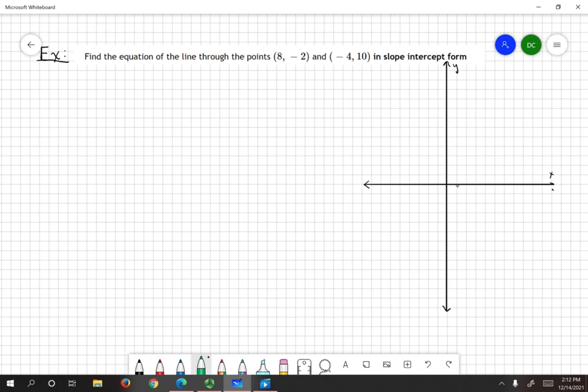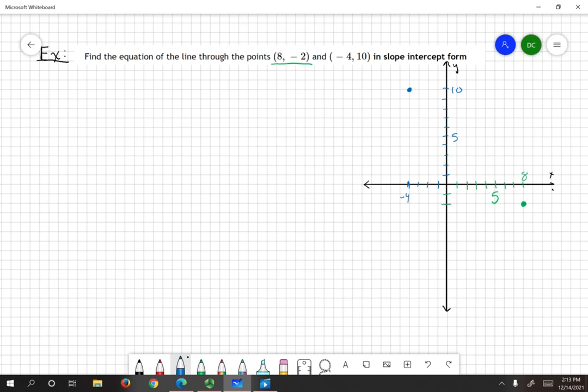All right, let's graph these points. 8, negative 2. So there's 8, and negative 2. There's one of those points, the 8, negative 2. And then the other point is negative 4 and 10. 1, 2, 3, 4. There's negative 4. 1, 2, 3, 4, 5, 6, 7, 8, 9, 10. There's 10. I think that's negative 4, 10.